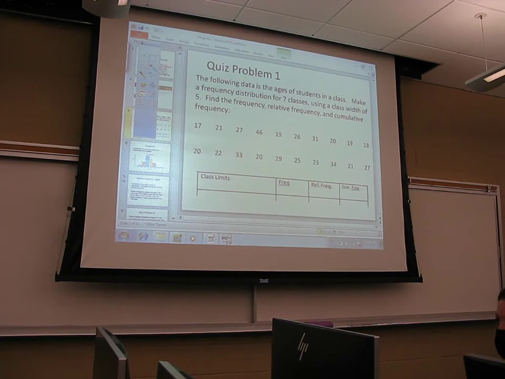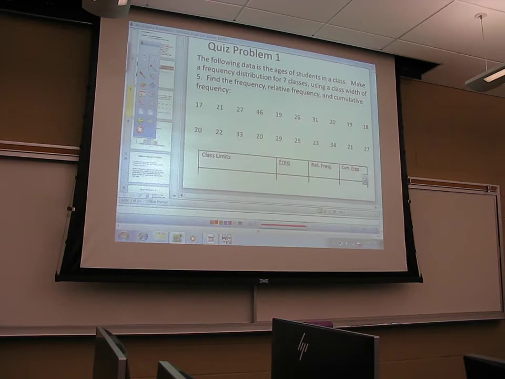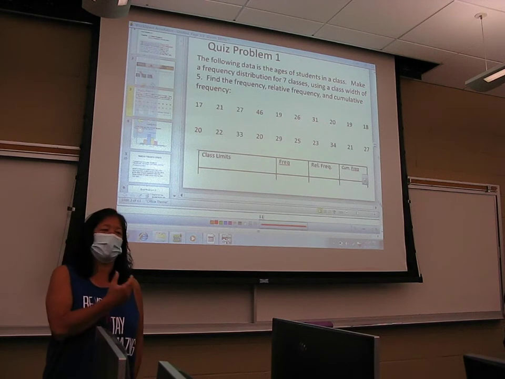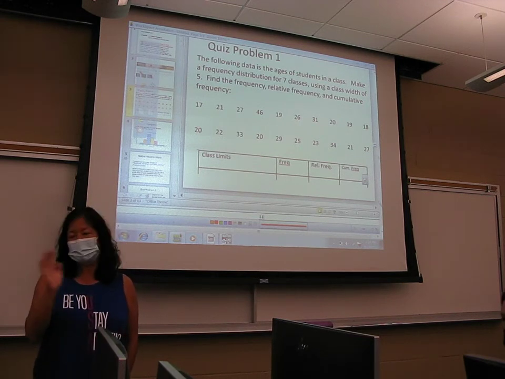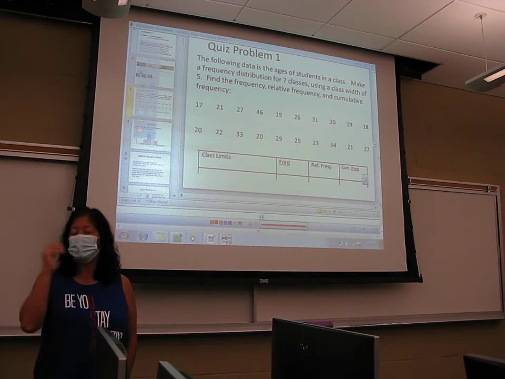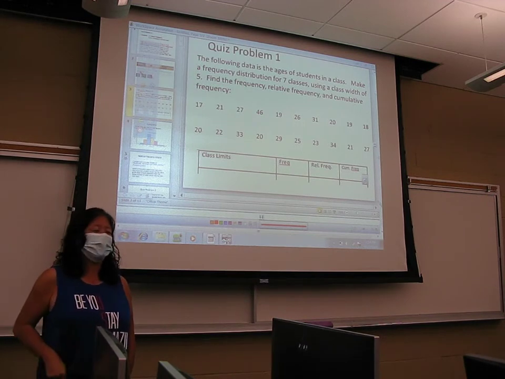Quiz problem number 1. The following data is the age of students in a class. Make the frequency distribution for 7 classes using a class width of 5. Now, remember, your homework does things in a way that we don't really like, where they make you start your first lower class limit with whatever your lowest data value is. The homework will do that. There's nothing I can do about it except change from them in the future, but we're stuck with them for now.